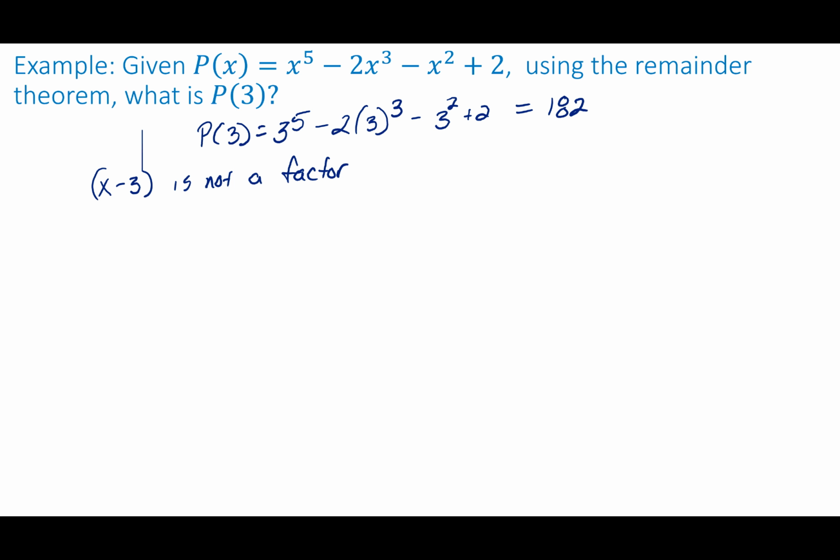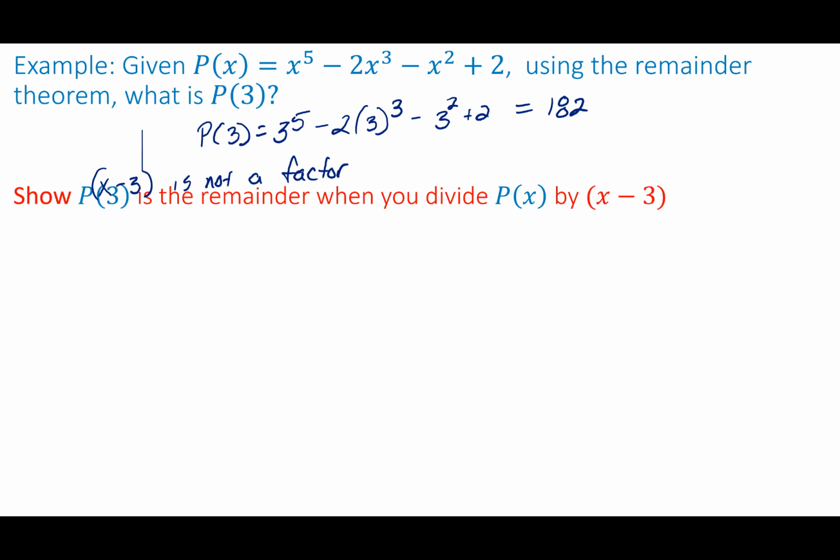Okay, but be careful. If I ask you that on the test tomorrow and say, is this a factor? I'm probably going to add on to that and say, show me. And it's not showing me using the remainder theorem, it's showing with synthetic division or long division. Okay, but let's actually show that p of 3 is the remainder when you divide p of x by x minus 3. So we're going to use synthetic division. X minus 3, the opposite sign would be a positive 3. And then my coefficients: x to the 5th was 1. I did not have an x to the 4th, so that's 0. Minus 2, minus 1, and a positive 2.